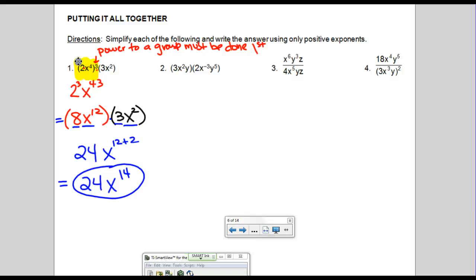Okay, problem number 2. We have a group being multiplied with a group, and there is no outside power to a group. So at this point I can do one of 2 things. I can multiply together the group and make it one group, or I can get rid of the negative power. And the reason why I want to get rid of the negative power is my original directions, which I should have read, said that you only want positive powers. Now, it's up to you.